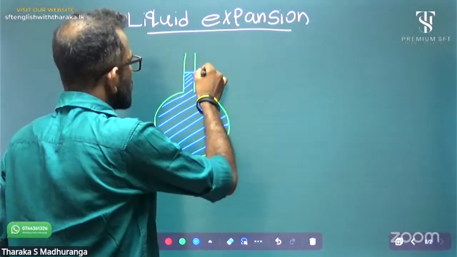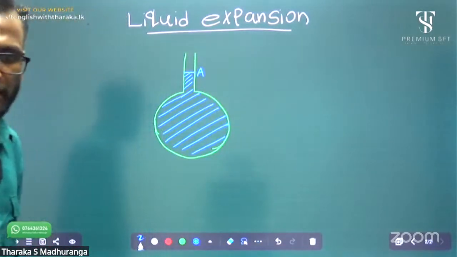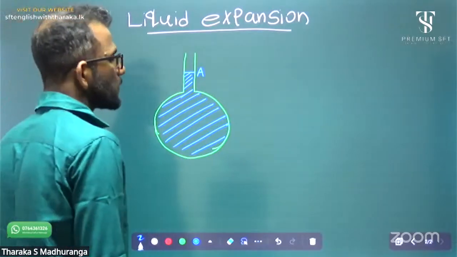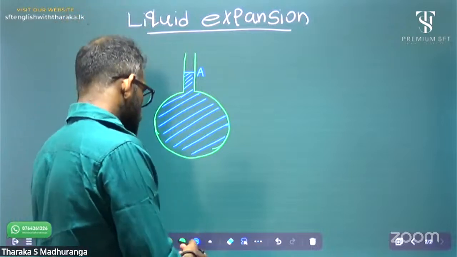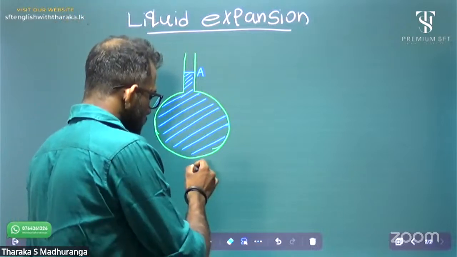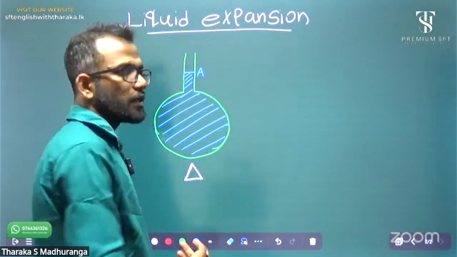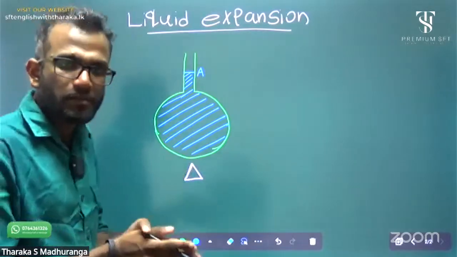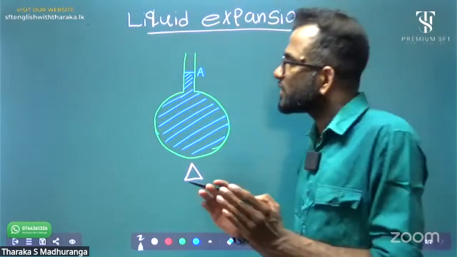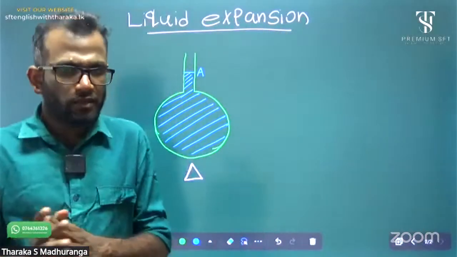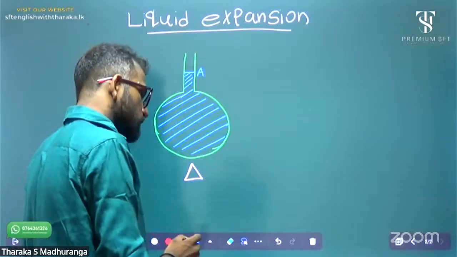Think of the initial liquid level as point A. Now, using a Bunsen burner or whatever heating method, if we heat this vessel, what happens to the liquid level? Initially, is it going up or going down? What do you think?